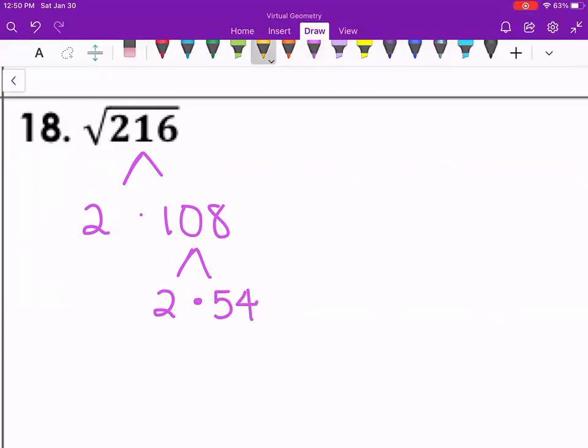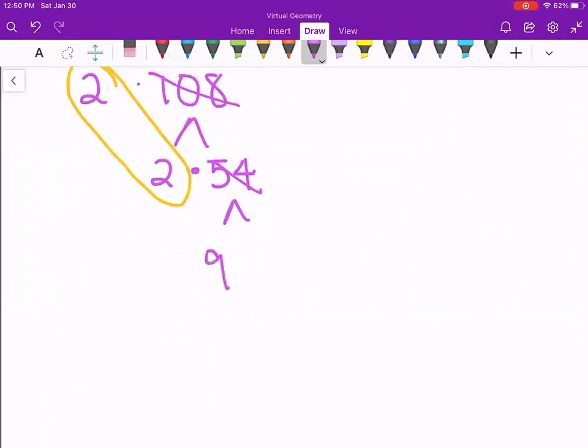All right, right now I have a pair of 2s. So I can bring a 2 out. Done with the 108. 54 can go farther to a 9 and a 6. And both of these can go farther.